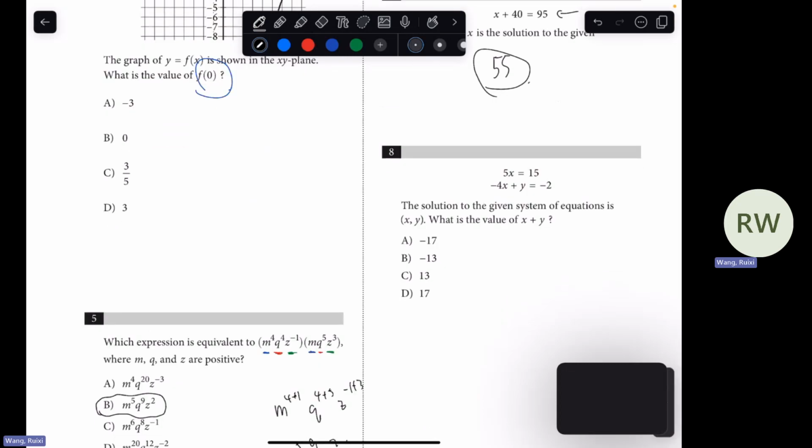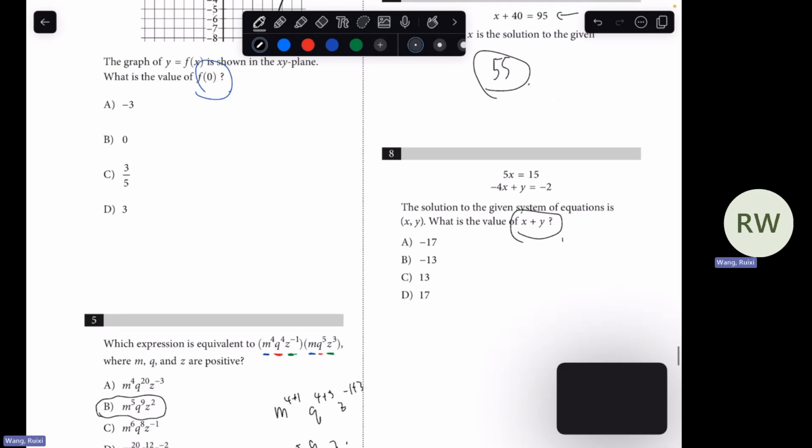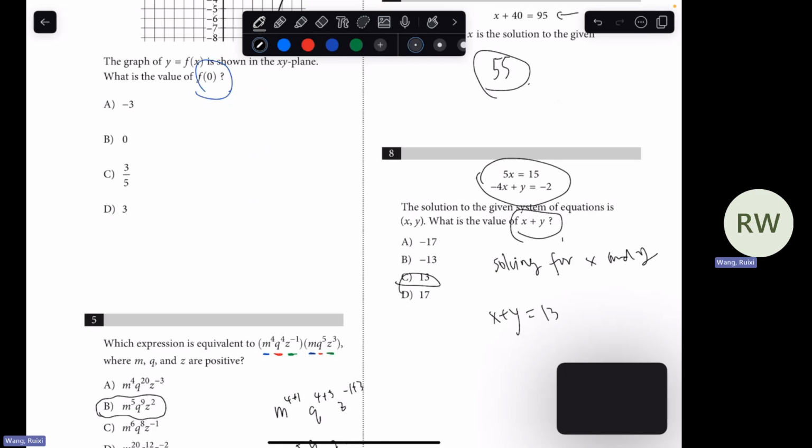Okay. What's the value of x plus y? So this is a tricky question. Instead of solving for x and y, you don't need to do this, right? Because when you just add these two equations, you're directly going to get x plus y, which equals 13, and that's it. Okay, no need to solve this.